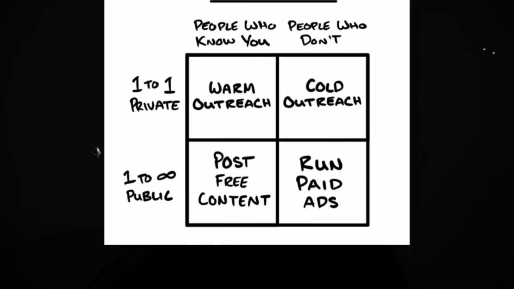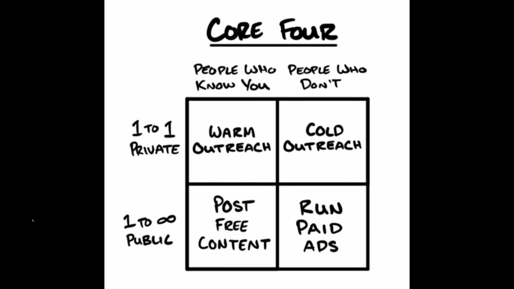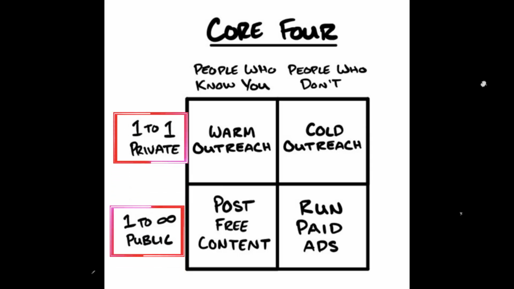But to keep it a little bit simple, let's use the framework that Alex Hormozi uses in the book $100 Million Leads, because that's a book I've been reading recently and I've been finding a lot of value from it. Let's look at this diagram on the screen. With this framework, we can look at lead generation in terms of cold lead generation or warm lead generation, as well as one-to-one versus one-to-many.